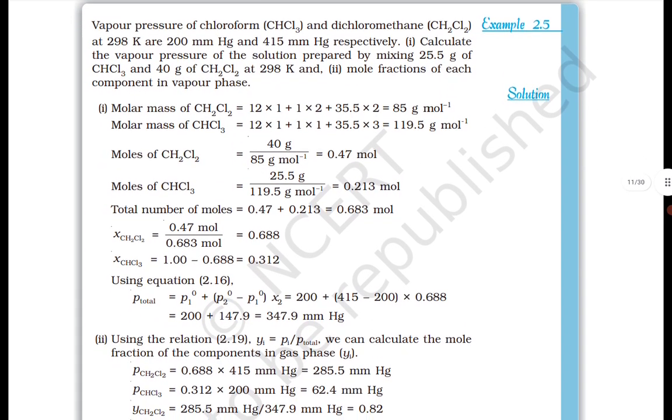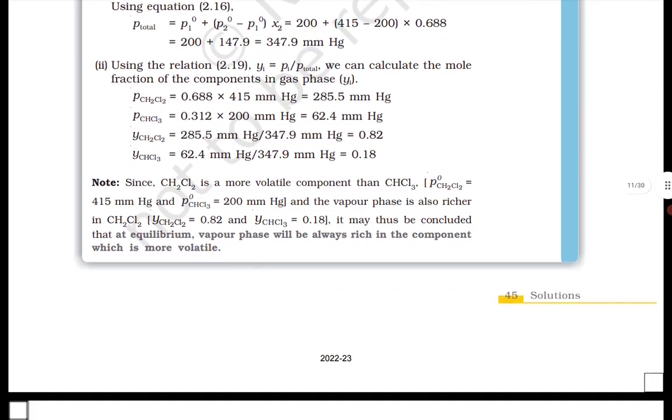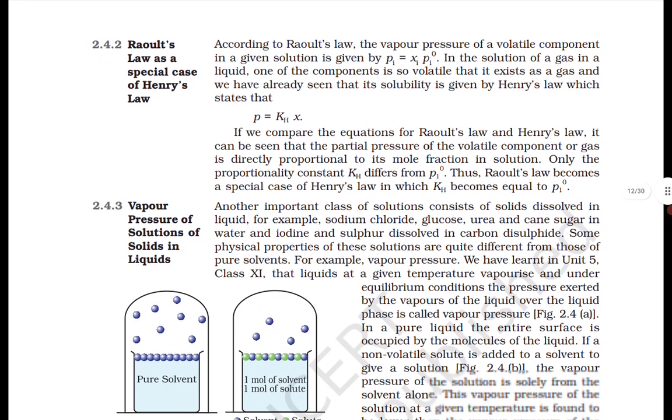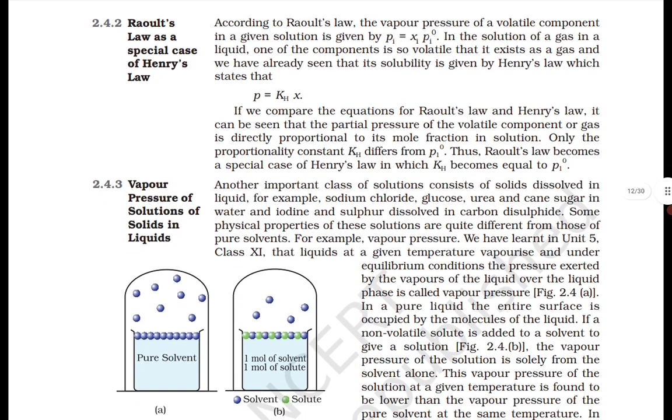Example 2.5 is given in your book, so please read from the book. Raoult's law as a special case of Henry's law.